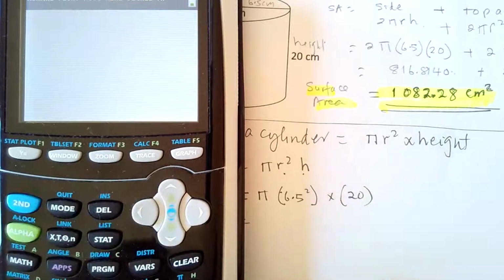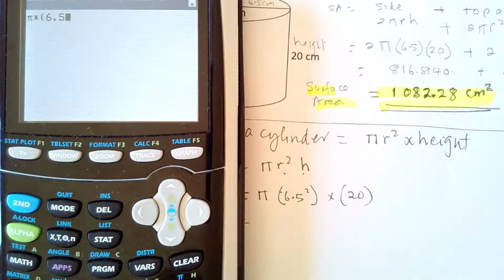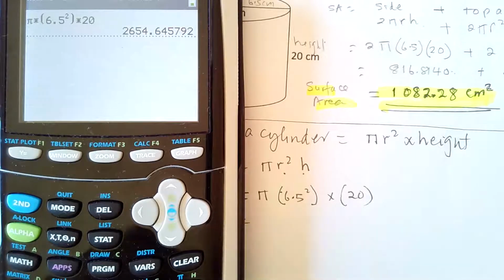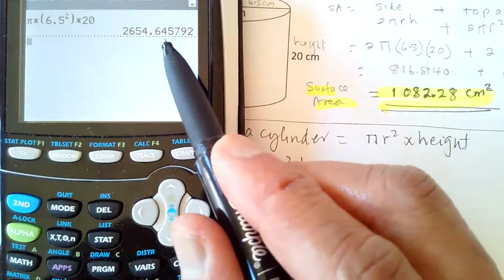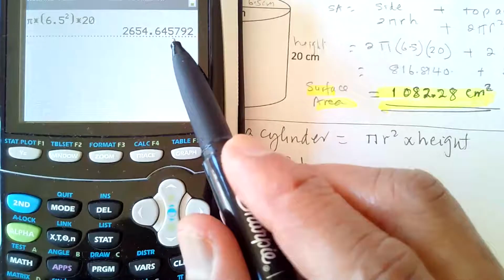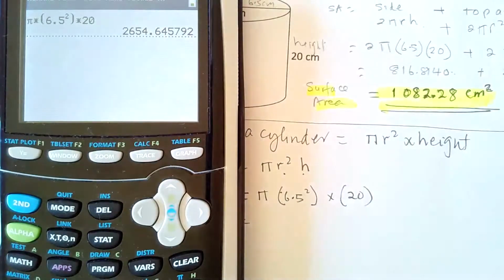So I go pi first, then I multiply by 6.5 squared, multiplied by 20. And it gives me 2654.65 cubic centimeters. Because we're working in 3 dimensions now, we have to add the cubic to it, or to the power 3.